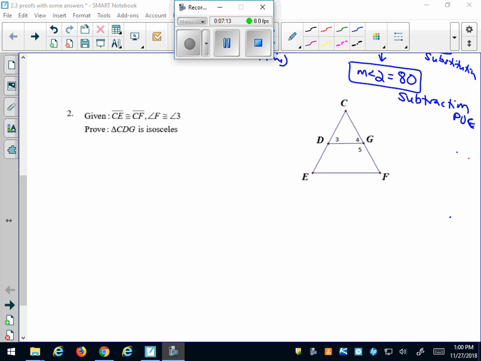So, start with a given again. CE is congruent to CF. So in our diagram, we could mark that again. CE is this whole side. So I'm going to put my congruence mark right there. And CF is this whole side. Those 2 sides are congruent.